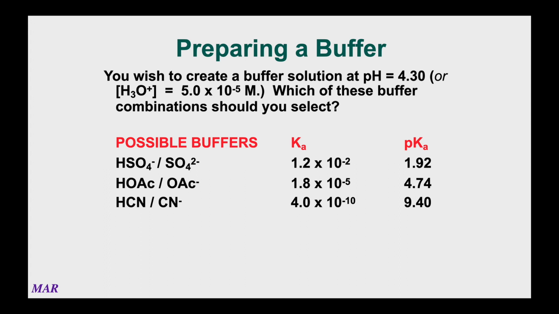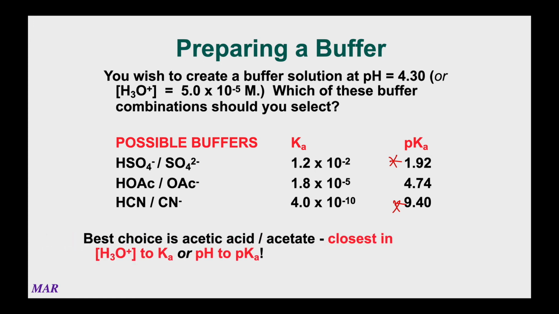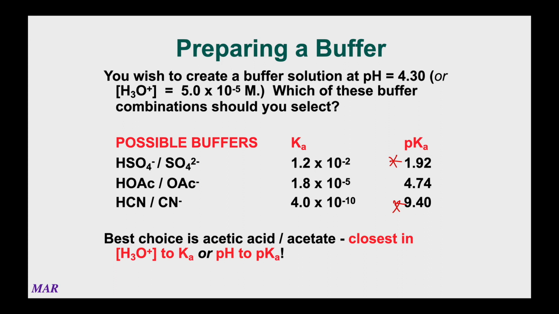If you use the hydrogen sulfate buffer, your pH would come out to be more acidic. The initial pH would be about 1.92, and that's too acidic for what we want. On the other hand, if you use the hydrocyanic acid cyanide solution, that would give a pH initially which was too basic. The pH would come out to be about 9.4. So we want the one in the middle, all right? You want the acetic acid acetate system to use.